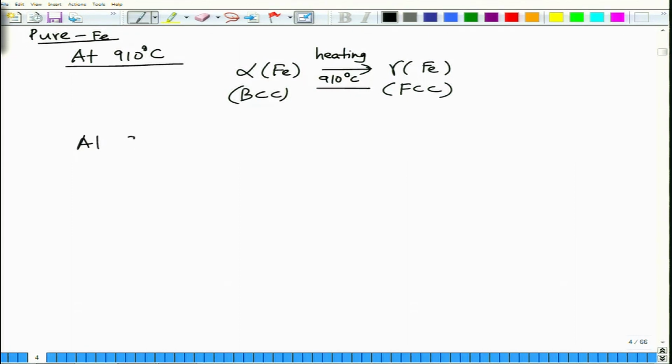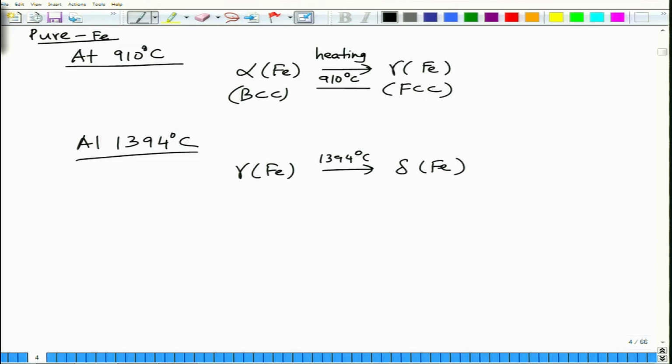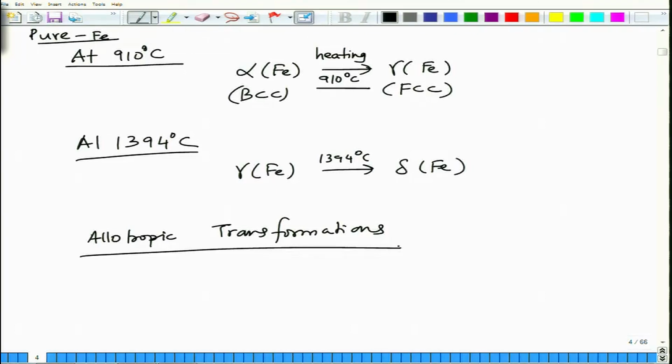So at 1394 degree centigrade, your gamma Fe transforms to delta Fe at 1394 degree centigrade upon heating. So this is the transformation, allotropic transformations. So these are called allotropic transformations, which occur when you heat pure iron from room temperature to high temperatures. So this gamma Fe is again FCC and delta Fe is again BCC. So these are the transformations that occur in iron.